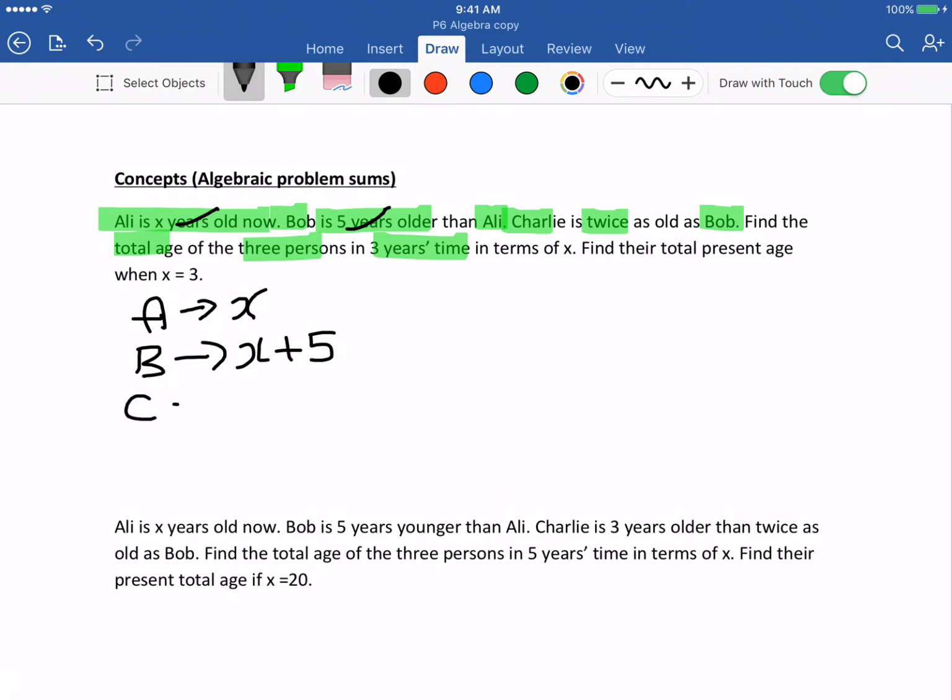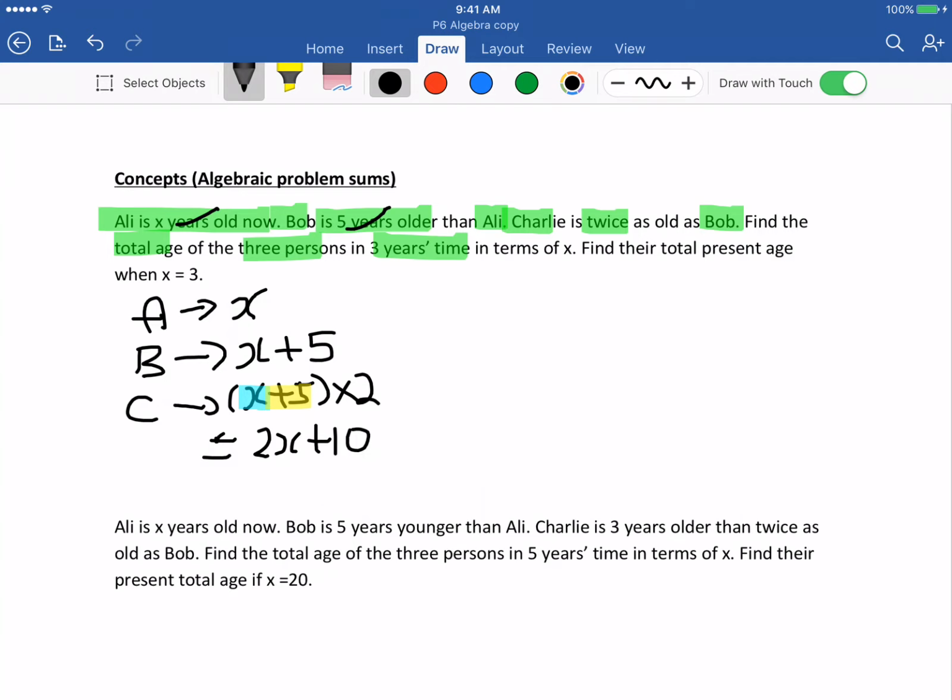Next one, Charlie is twice as old as Bob. So Charlie will be bracket x plus 5 times 2. So it's actually equals to, what's x plus 5 times 2? You're going to multiply 2 to both the elements inside, to x and also to positive 5. So what's that? It will be 2x plus 10.